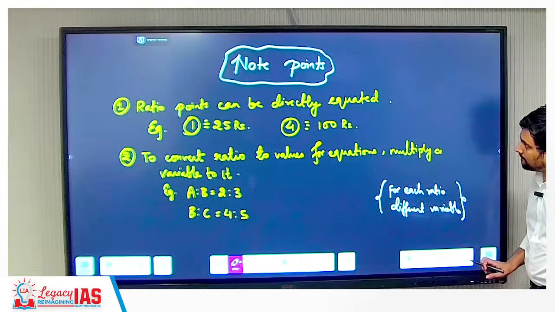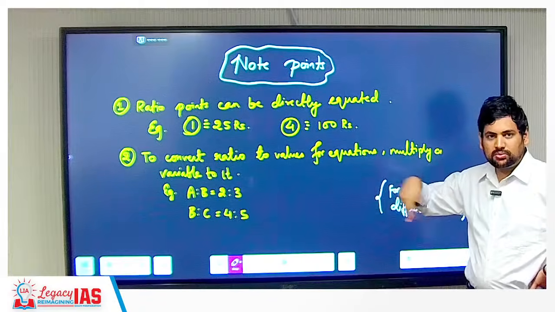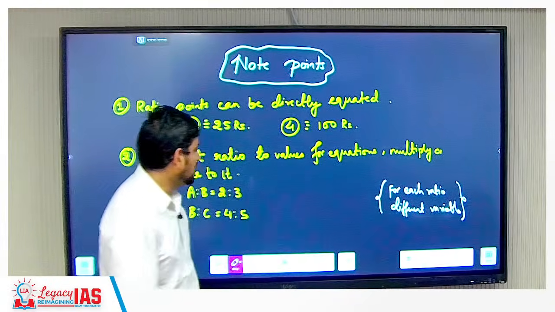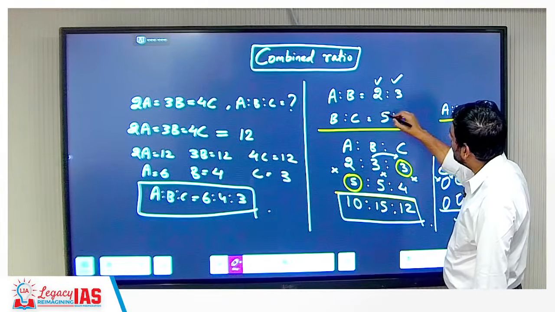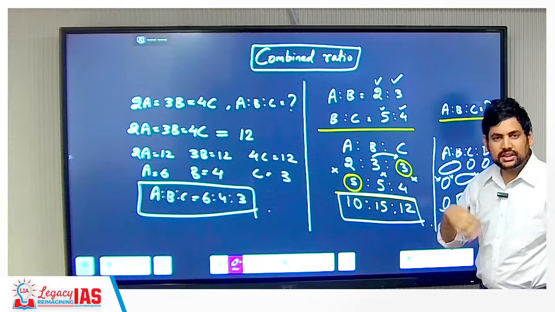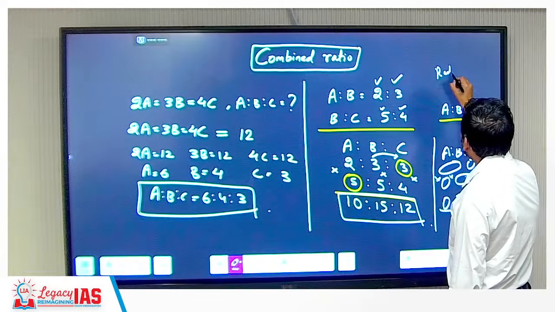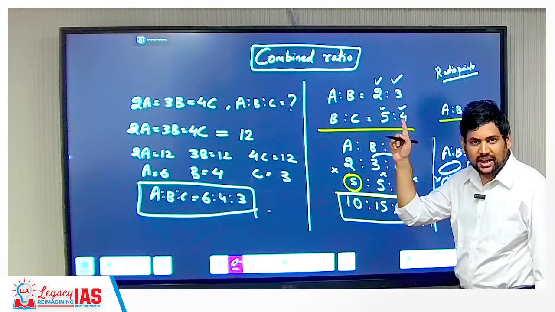Now let's see another concept. These are certain note points that will be important for us when we solve word problems. What you see written here, 2, 3, 5, 4, we'll be calling ratio points. All these are called ratio points. These are not the exact values, correct?